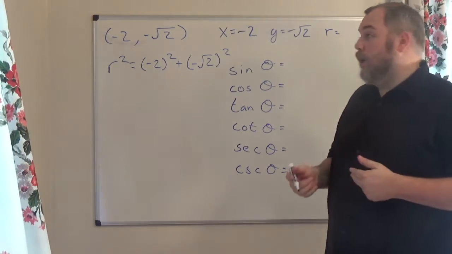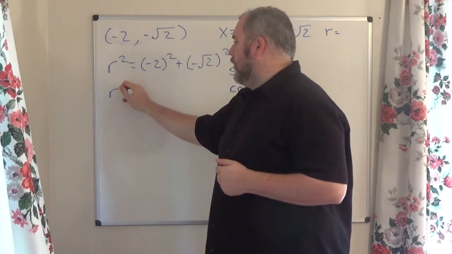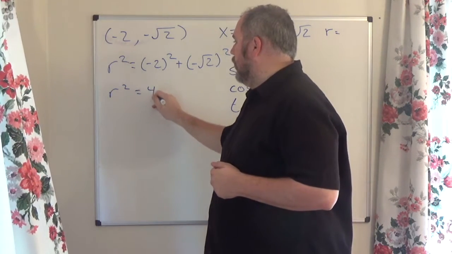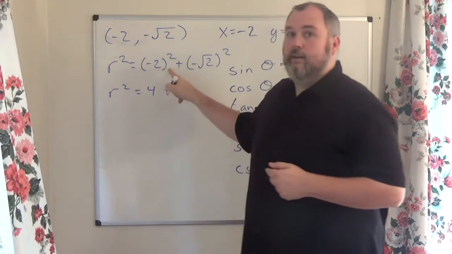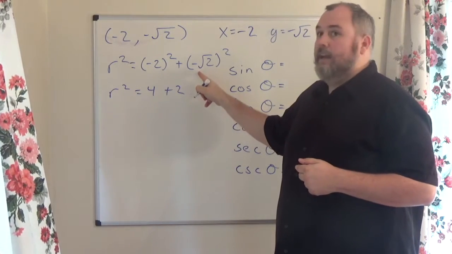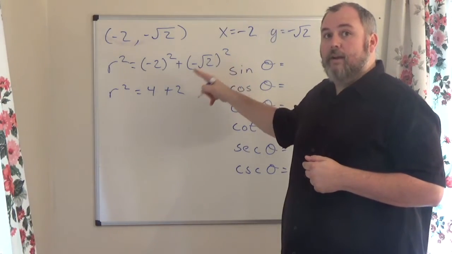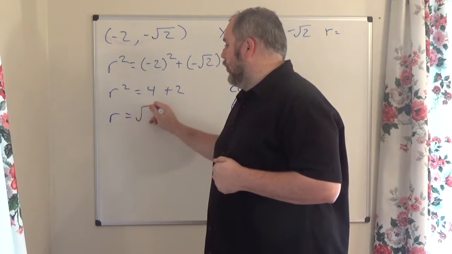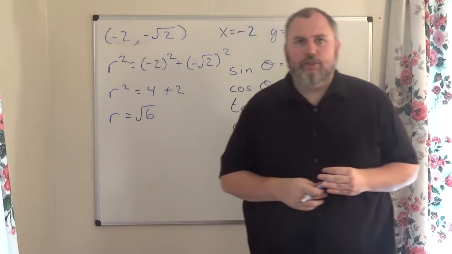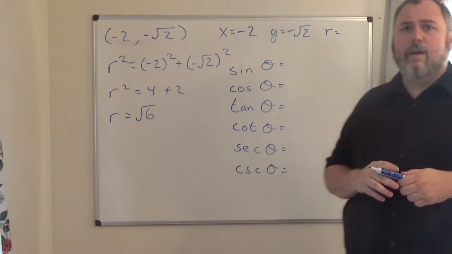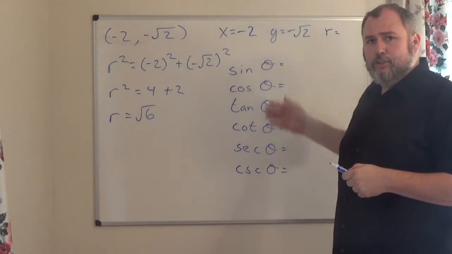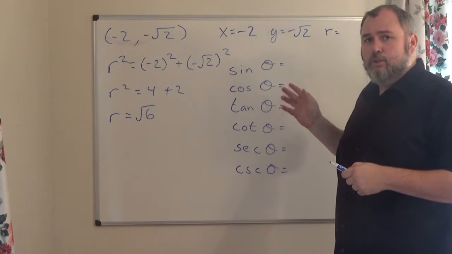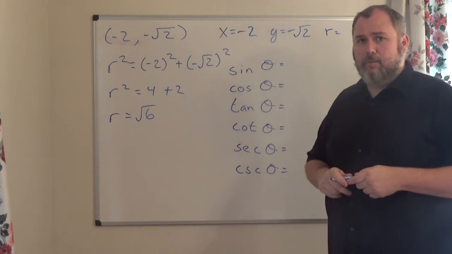Solving all of this, we get r squared is equal to 4 plus 2, because (-2) squared is 4, and (negative square root of 2) squared is 2, and we get r is equal to the square root of 6. Now what I want you to do is pause the video and find all the different trig functions. When you get done, come back and let's talk about it.